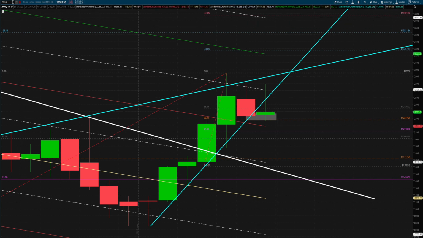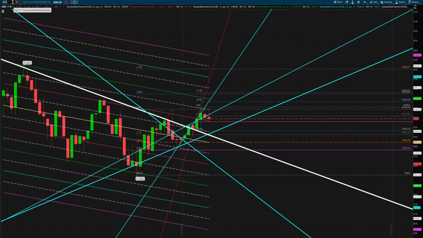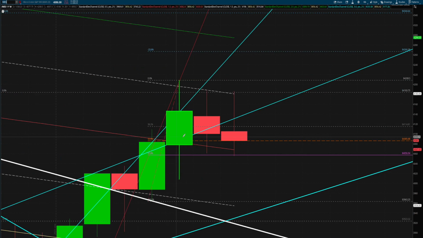So let's switch over to the ES futures. Staying on the weekly chart, I love the fact that this is almost setting up a bullish flag pattern. You have the large green candle followed by the two small red candles, so next week we could break out. And I love the fact that we've retested this 1.0 deviation quite nicely over the past couple of weeks. Now let's switch over to the daily chart.